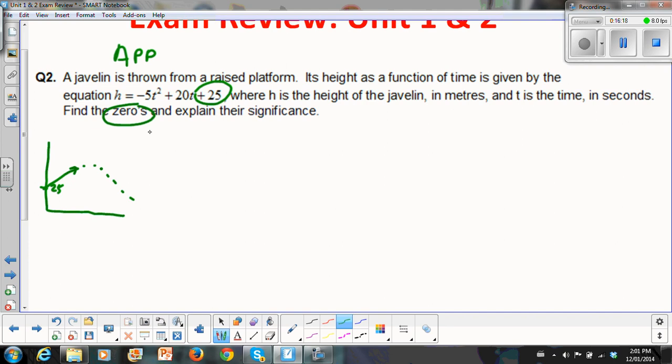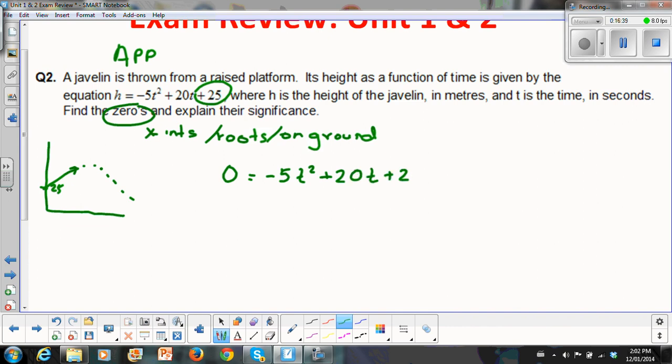Other words for zeros: x-intercepts, or the roots, or where it lands on the ground. Different ways to ask that question. In order to do that, you're looking for a height of 0. So we set the equation equal to 0. We're using t instead of x for time. And we're going to solve this by factoring.